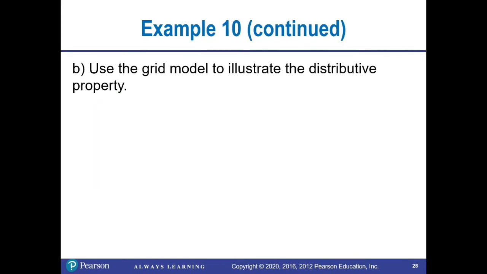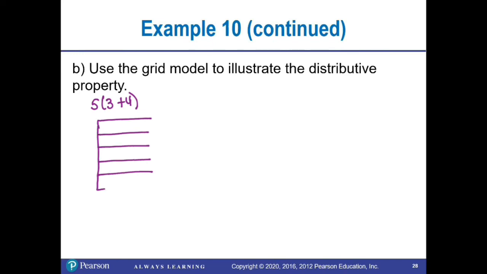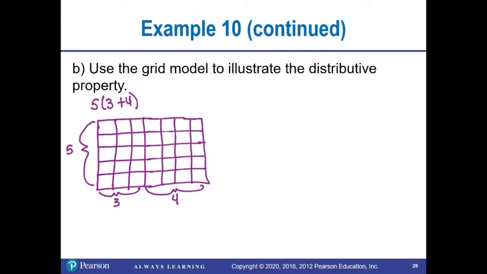And last, let's use the grid model to illustrate the distributive property. So let's suppose I have 5 times (3 plus 4). So the 5 means I have 5 down. Then I start with the first number, 3, so I'm going to have 3 across, plus I'm going to add 4 more, and this gives me a total of 35 boxes.